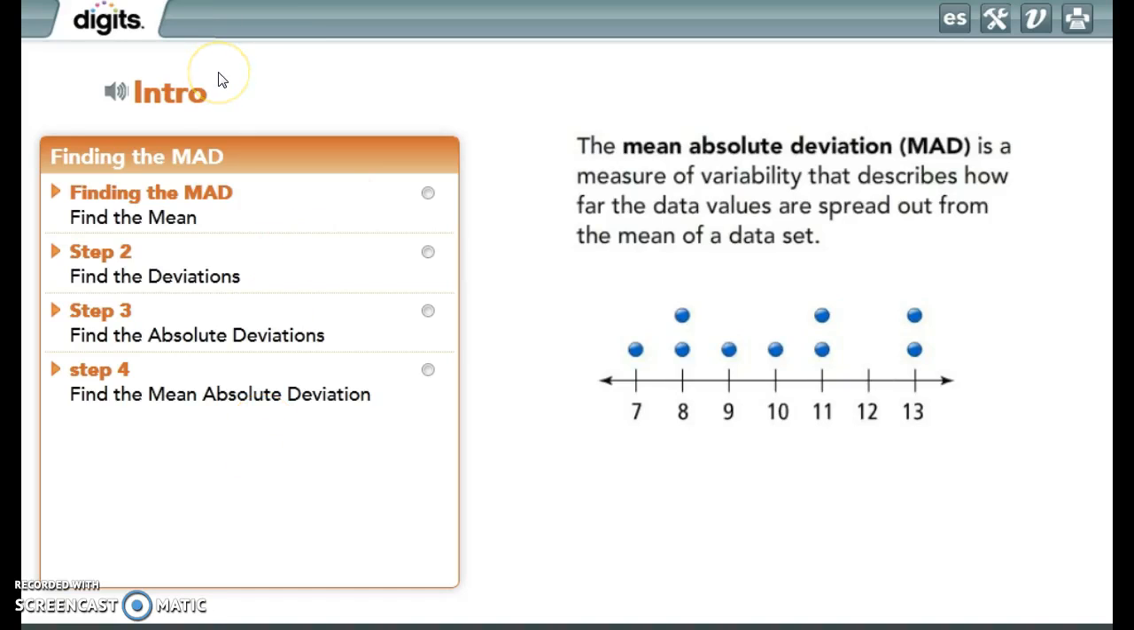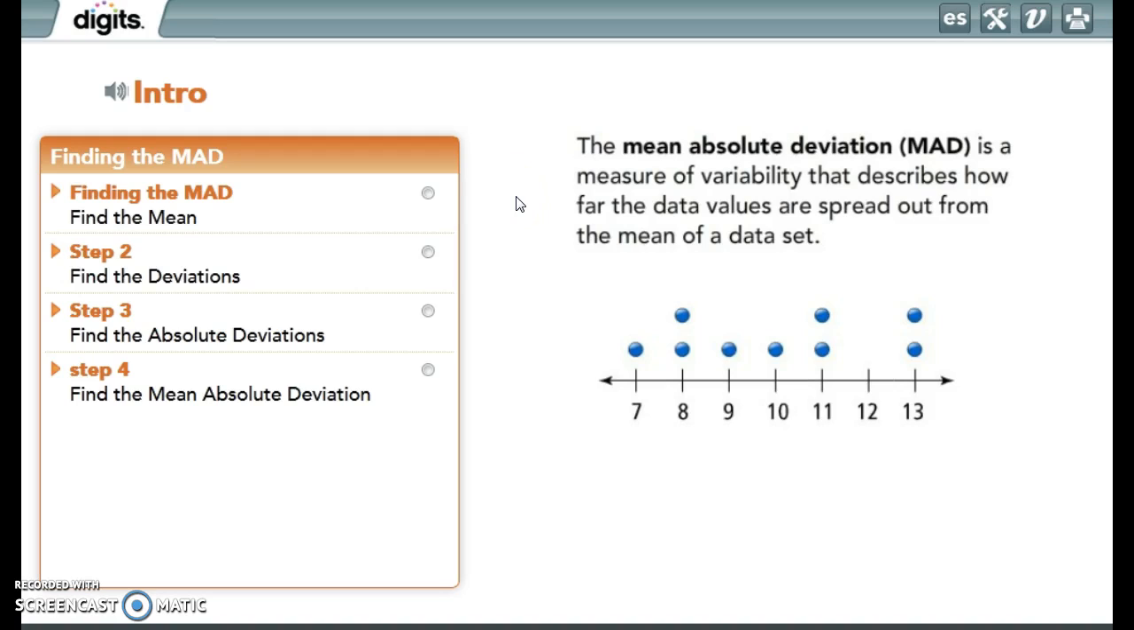Hey, today we're looking at 15-5, exploring overlap in data sets. For the intro, we're going to go over some vocab that you probably haven't seen before. The first of those is what's called the mean absolute deviation, and you'll see this in your notes.